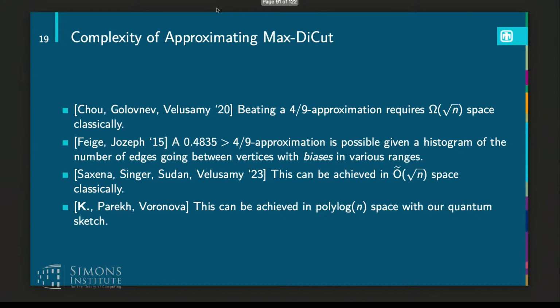And what I want to tell you about is a result saying that you can actually estimate this histogram and therefore get a better than 4/9 approximation to the max cut value in polylog n space by using this same sketching primitive.